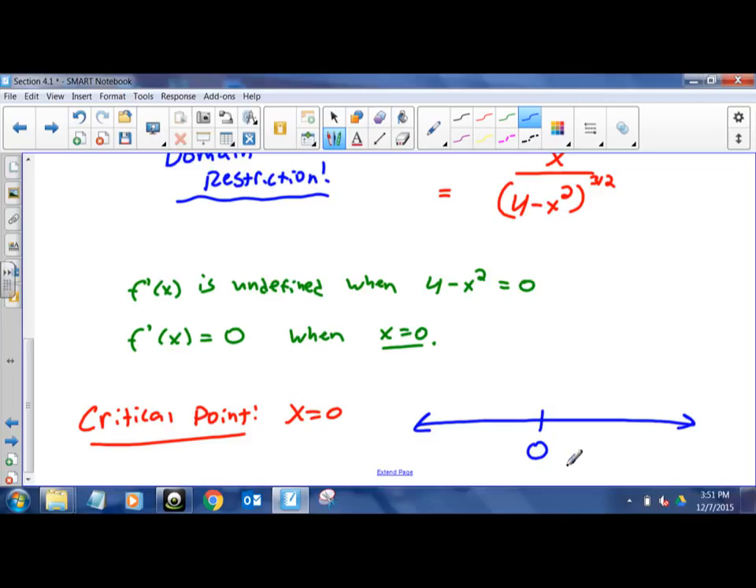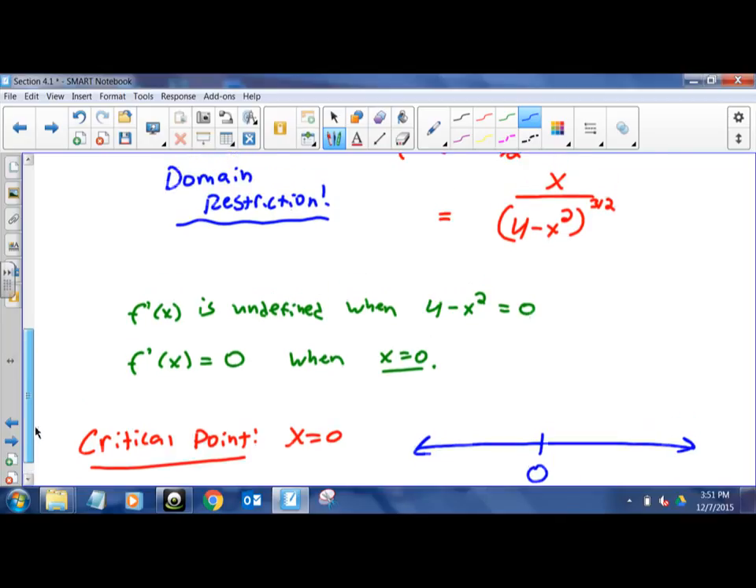Well, let's start with a number greater than 0 first. Why don't we plug in 100? You plug 100 into this function, what's the sign? Well, on the bottom here, you've got 4 minus 100 squared, which is going to be a really, really, really large negative number, but you're raising it to the 3/2 power, which in return is going to output a positive number. So you have a positive 100 divided by a really big number. The moral of the story is this thing's going to be positive.